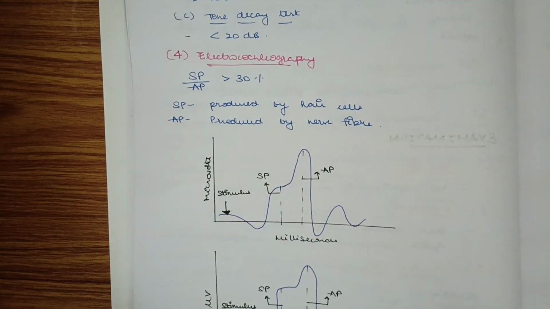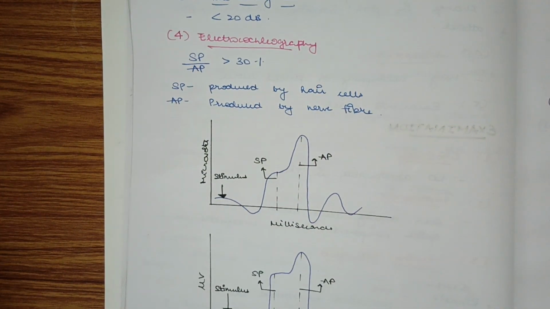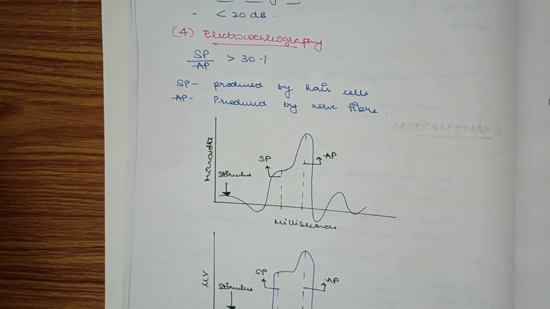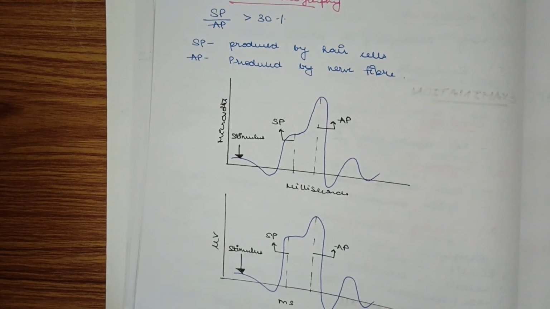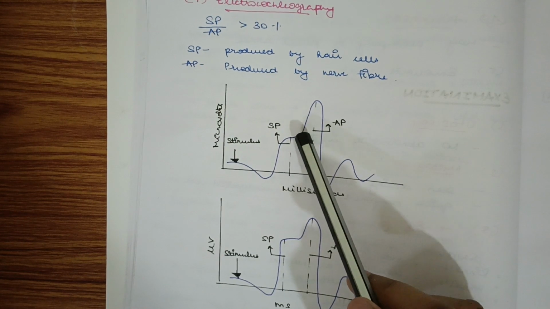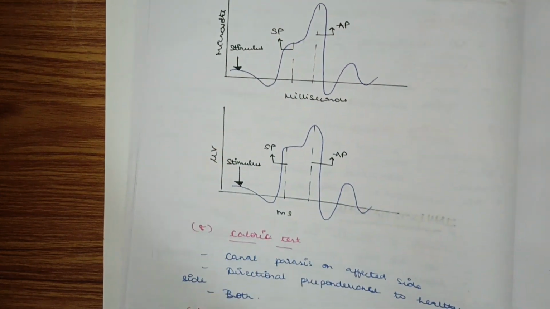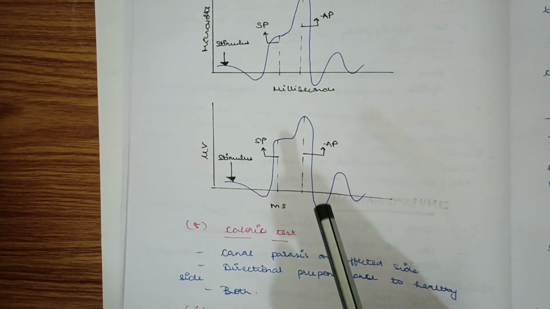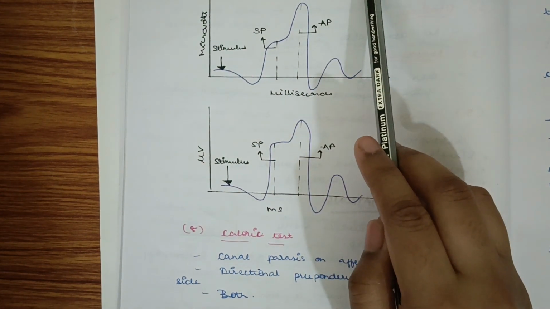Next, we'll look at electrocochleography, which is the most important part of examination. The summating potential by action potential ratio will be more than 30 percent in case of Meniere's disease. The summating potential is the potential produced by the sum of the hair cells, whereas action potential is produced by the nerve fibers. Normally, this is the summating potential, and this is the action potential. But in case of Meniere's disease, the summating potential is increased, whereas the action potential will remain the same because of excessive activity of the hair cells.